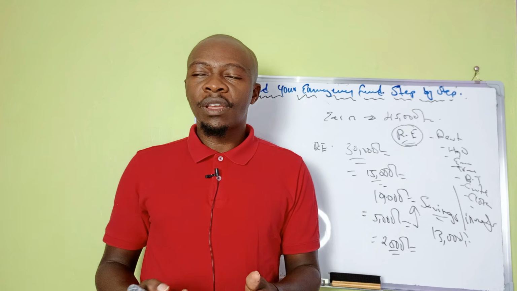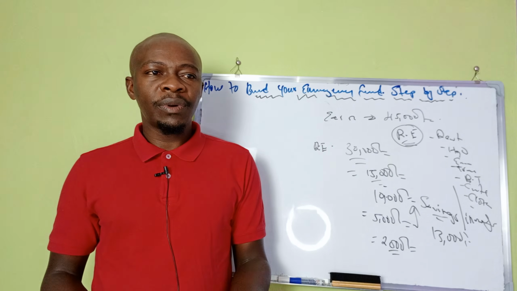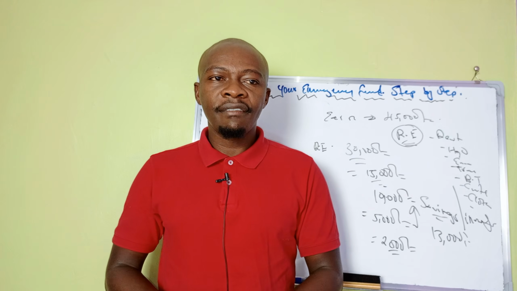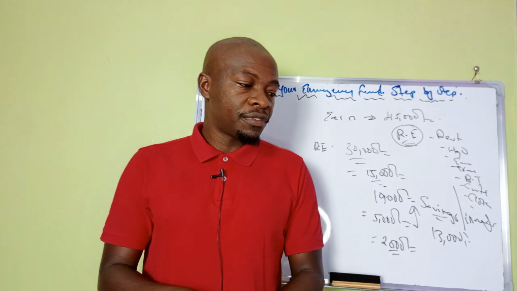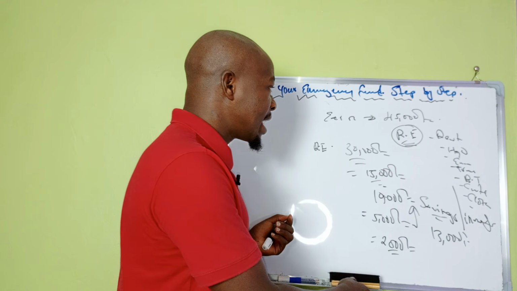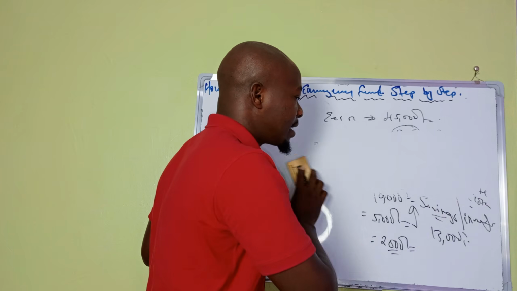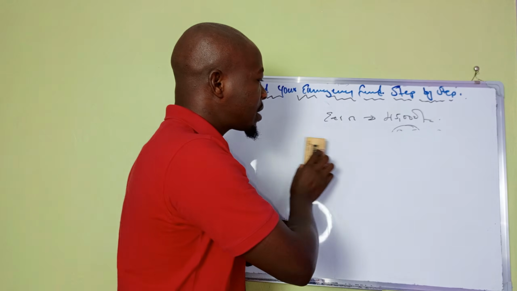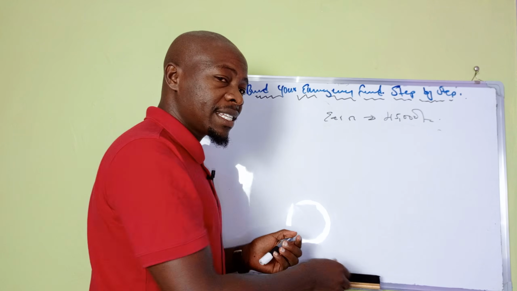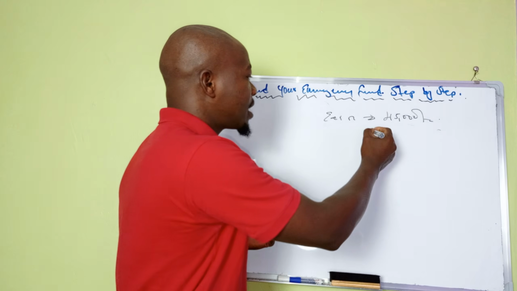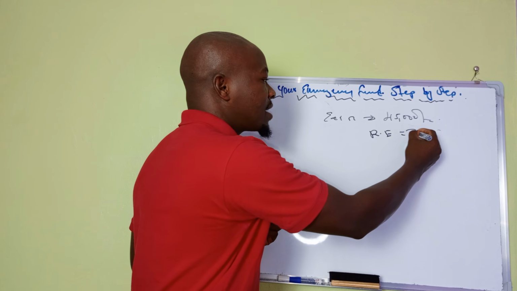Because some people ask, okay, fine, now I understand what an emergency fund is, but how much should I have, and how much is enough, and all those kinds of things. To understand how much emergency fund is enough, this is what you do. Remember what I asked you? How much is your recurrent expenditure? We are using this mathematics, and you told me your recurrent expenditure is 30,000.